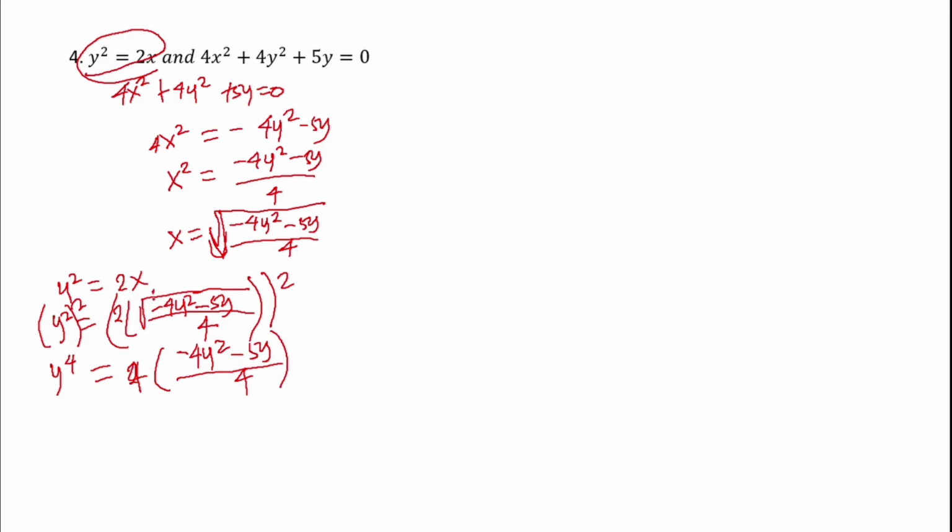So the square root cancels here, but this is squared, 2 squared, that is equal to 4, so it cancels. So y raised to 4 is equal to negative 4y squared minus 5y. So y raised to 4 plus 4y squared plus 5y is equal to 0.